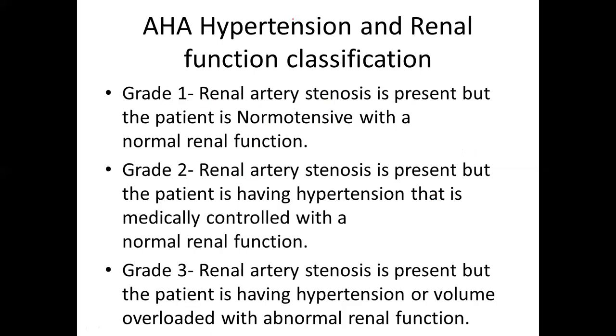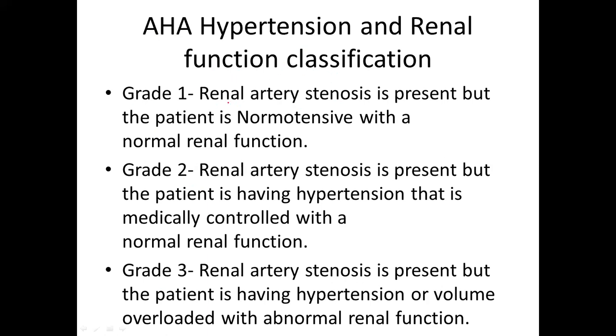Then we have the hypertension and the renal function classification. This is from the American Heart Association, which came about with this grading, whereby after doing our renal evaluation we determine there is stenosis or there is no stenosis, then we know whether the patient is hypertensive or normotensive, and also we do the renal function tests. These are the three criteria that they use to grade renal artery stenosis.